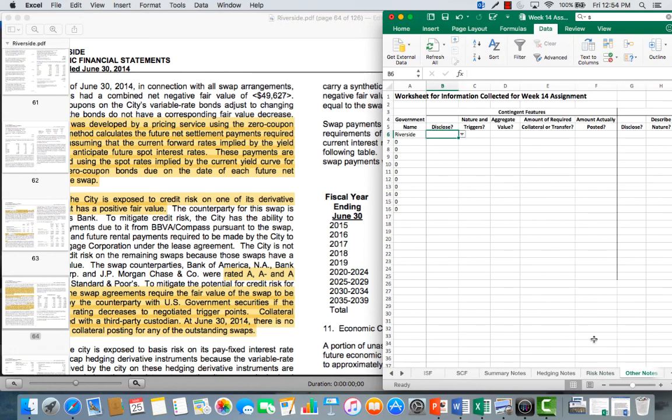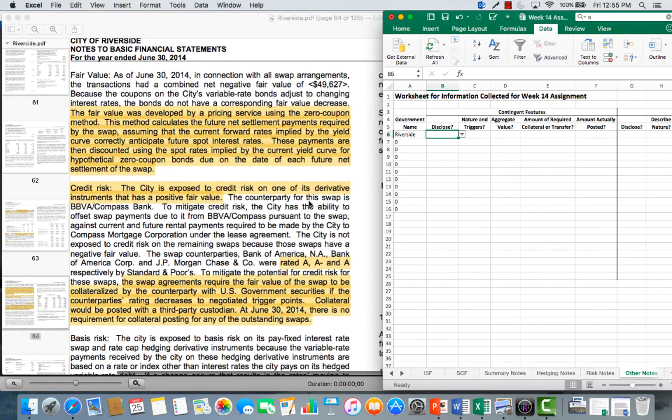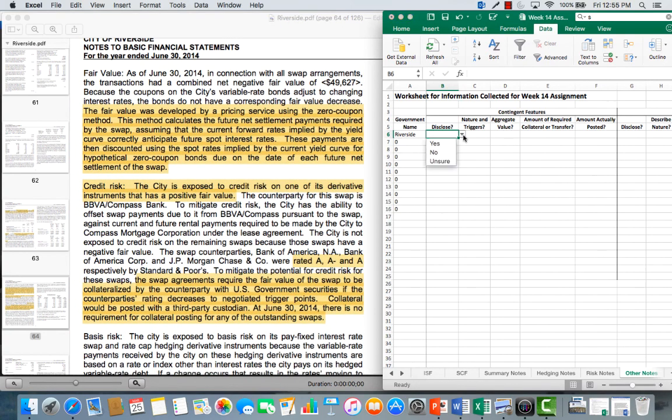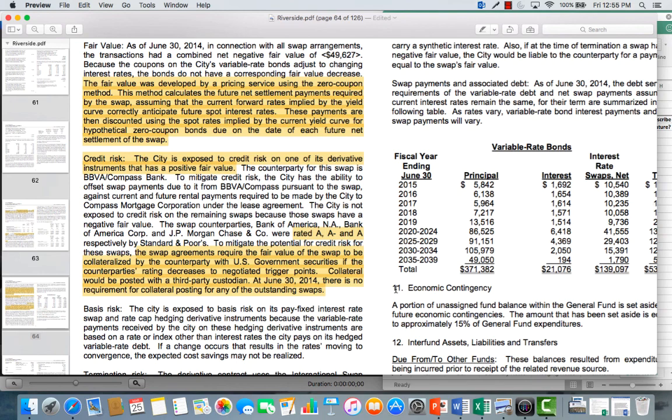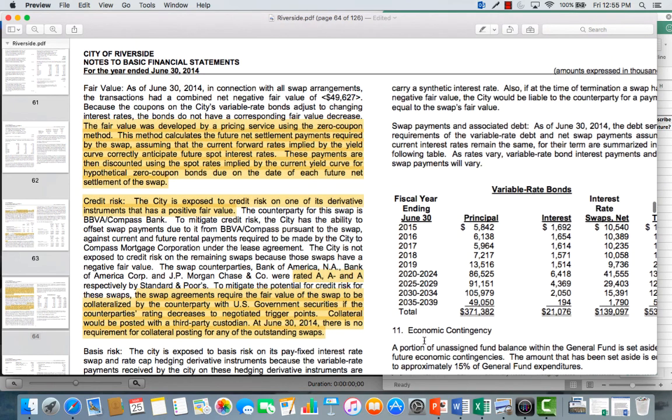And then one more tab, this is the last one, other notes relating to contingent features. I didn't see anything in this note disclosure about contingent features, so the answer is no. Don't be confused by this being another note. Note 10 is the derivatives. This is note 11, economic contingency. It doesn't have anything to do with the derivatives. The first time I saw that, I thought there was, but then I read it and saw the number is different. It's a different note, so it's not related to derivatives.